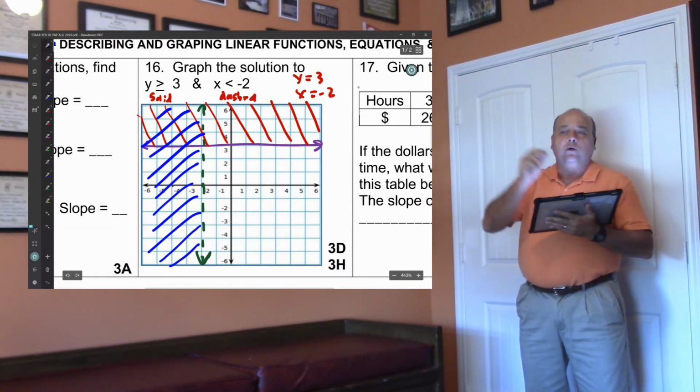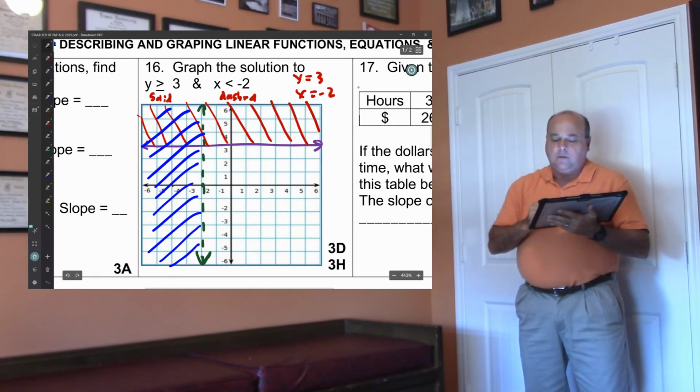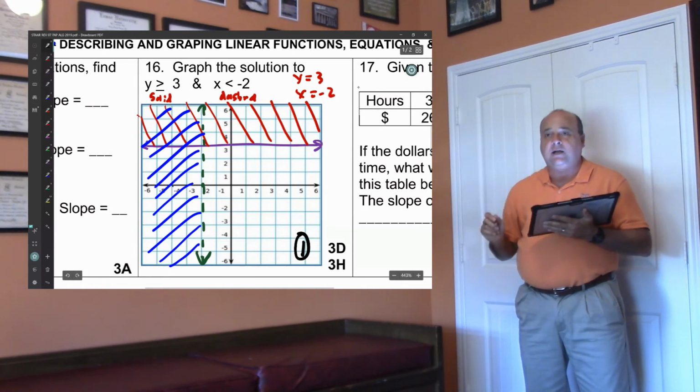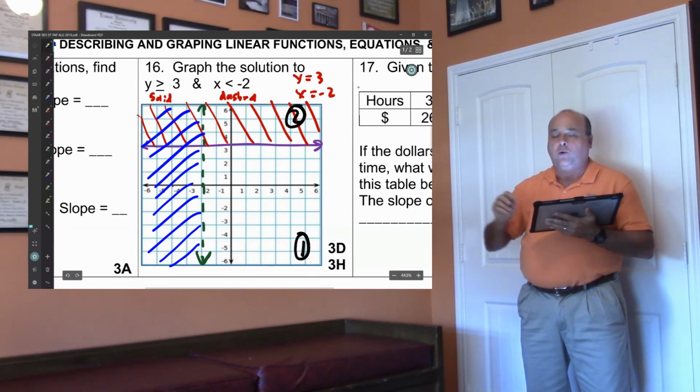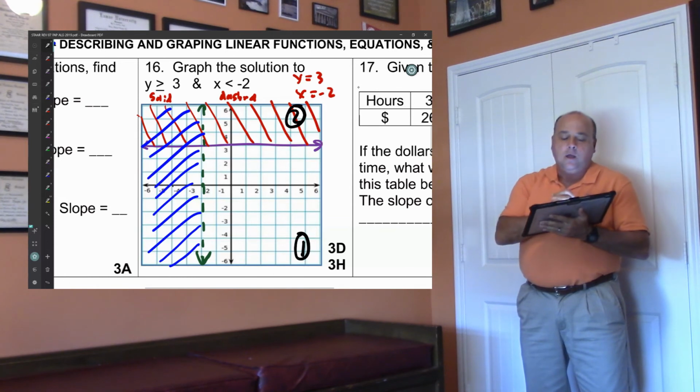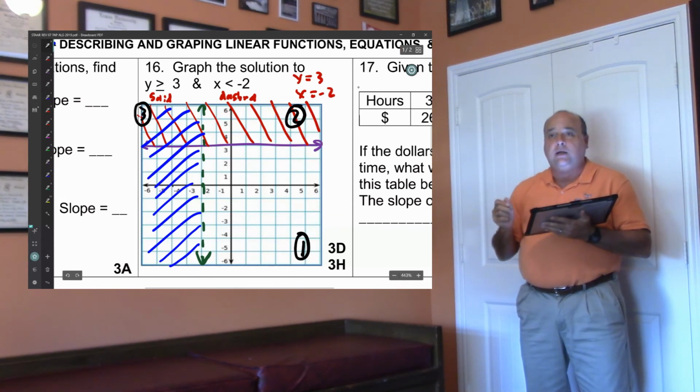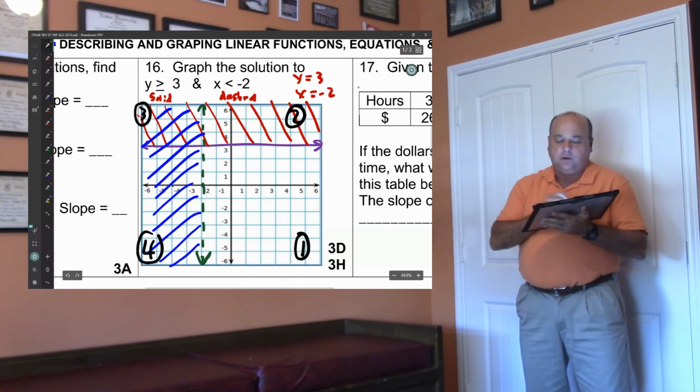Now then, if you notice, there's 4 parts of this. There's part 1 down here that's not shaded at all. Part 2 at the upper right that just has the red shading. Part 3 is double shaded. And part 4 is down here.